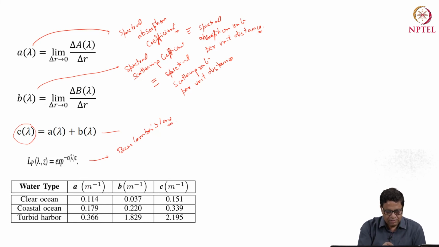And the values of A, B for clear ocean are, for example, 0.114 meter inverse and 0.037 meter inverse, and C will be simply the addition of these two. Similarly, these are the values for coastal ocean and turbid harbor. As you see, the value for turbid harbor is very, very high because this is water which has a high concentration of dissolved salts and suspended particles. The attenuation coefficient is much higher as compared to clear ocean and coastal ocean.